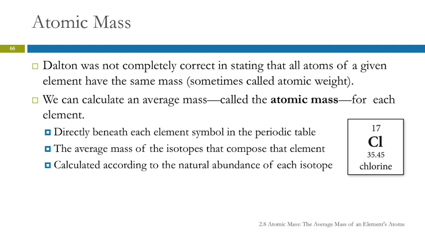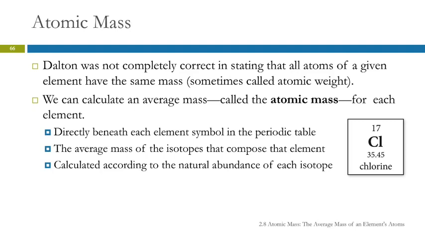On the periodic table, here's one box from the periodic table. There's a number under the element symbol, and that number is not a nice whole number. That is the average mass of that particular kind of atom. So chlorine has an atomic mass of 35.45. That means that the average atom weighs 35.45 atomic mass units. We get those numbers by averaging all the different isotopes that are found for that element.